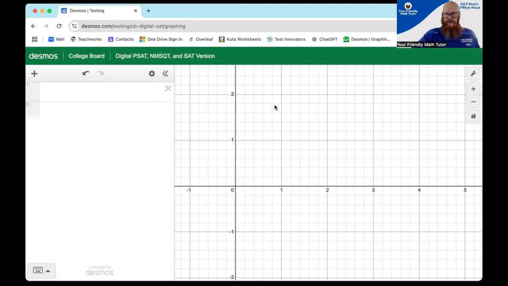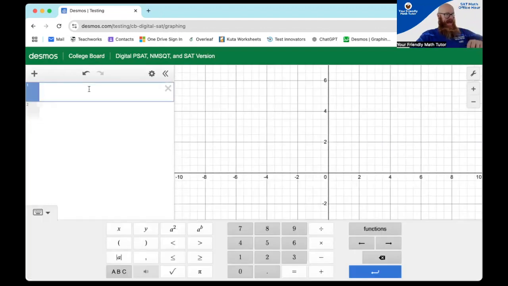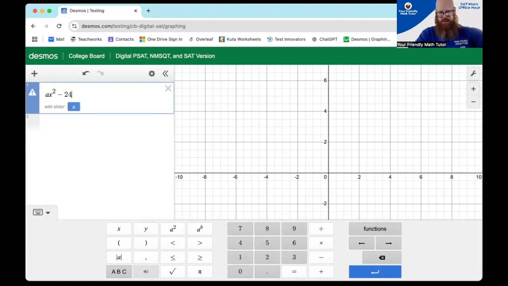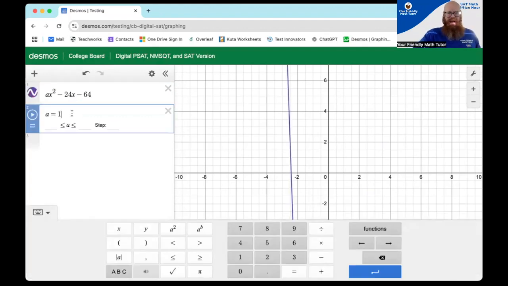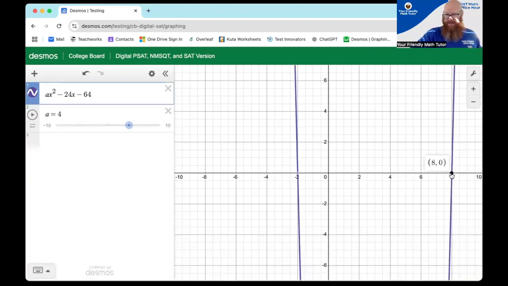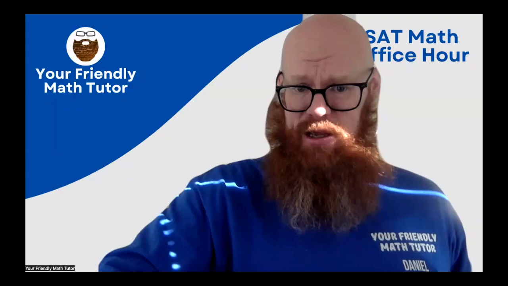So again, I am going to put ax squared minus 24x minus 64. And then I'm going to add the slider. And again, all this means nothing if you don't know what you're looking for. So if I put my first answer choice of 2, if A is 2, is 8 a zero? Well, is 8 an x-intercept? No. So that's wrong. Then when I change it to 4, well, boom, 8 is an x-intercept. So the answer is A equals 4.